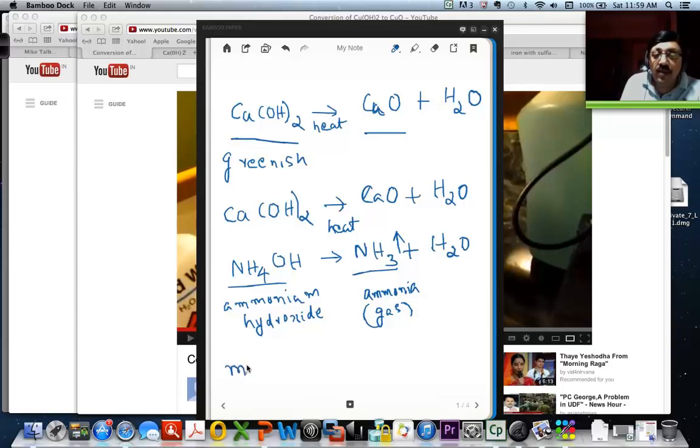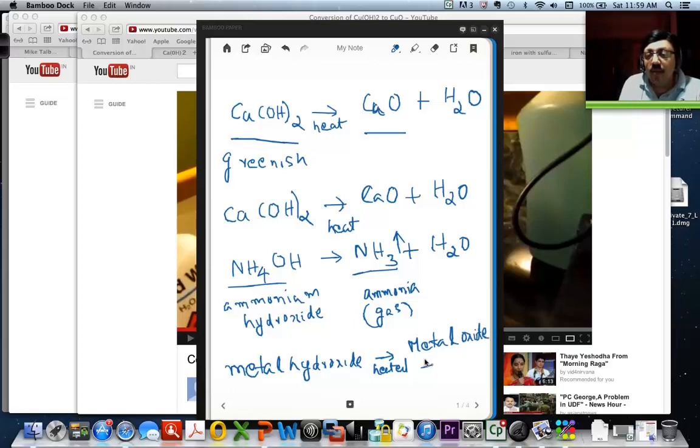So metal hydroxide when heated gives usually metal oxide and water. Okay, so that's what happens when the metal hydroxides are heated.